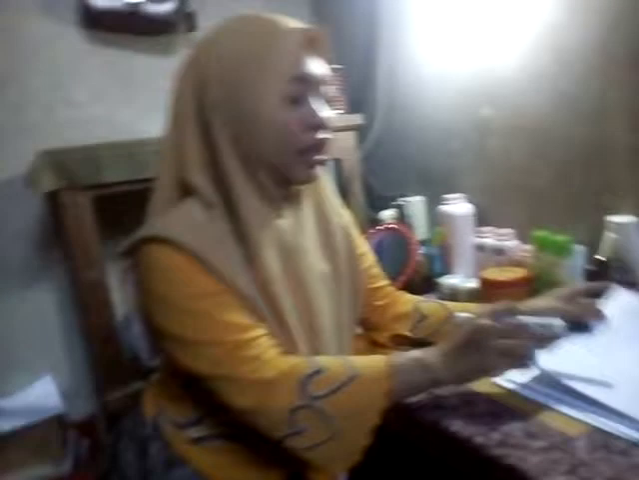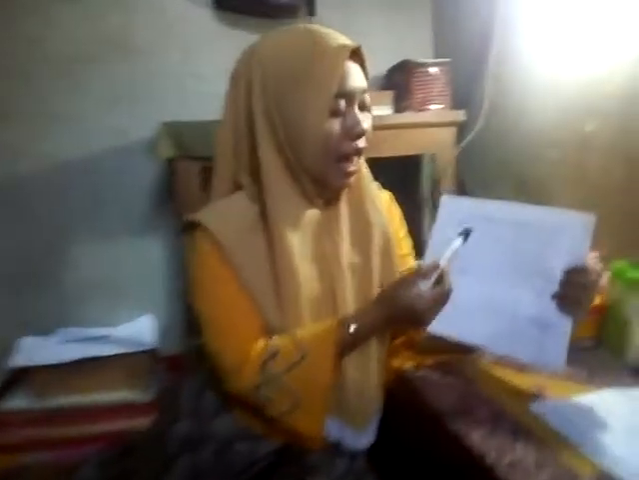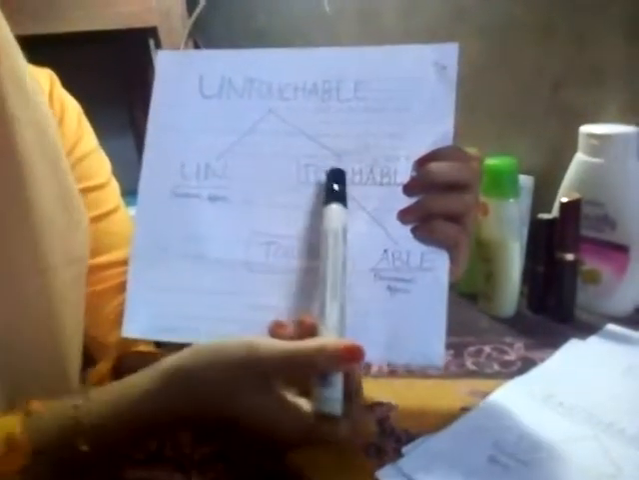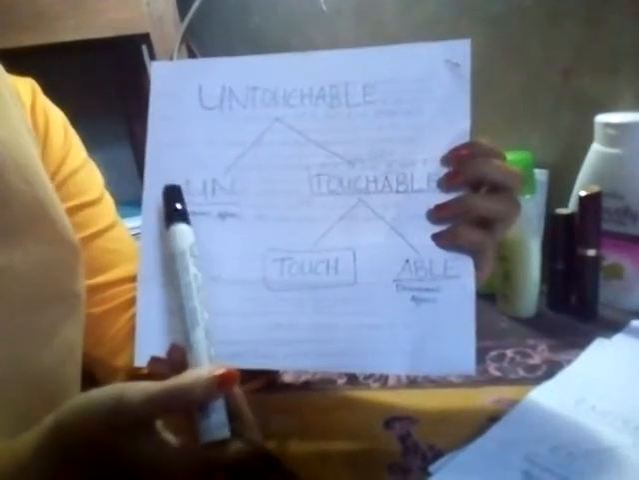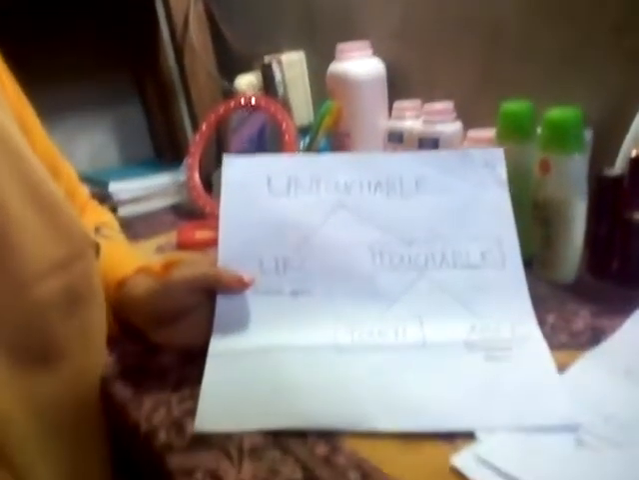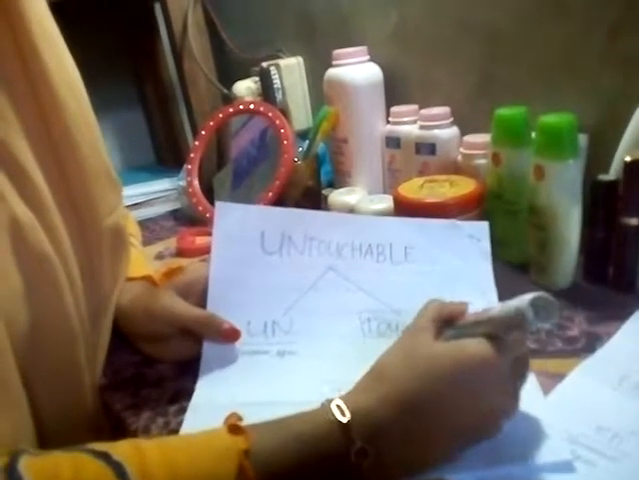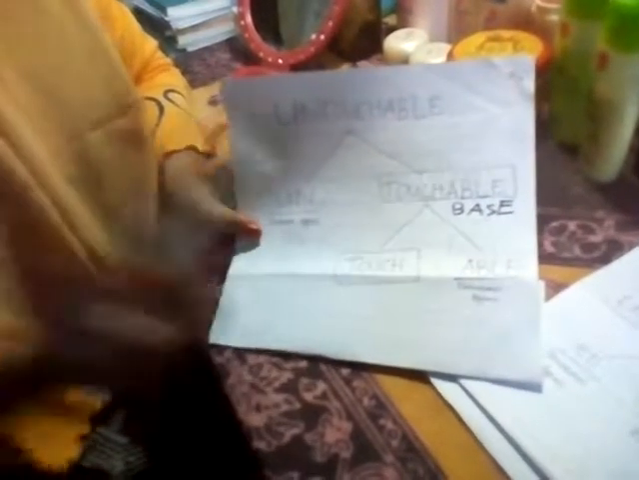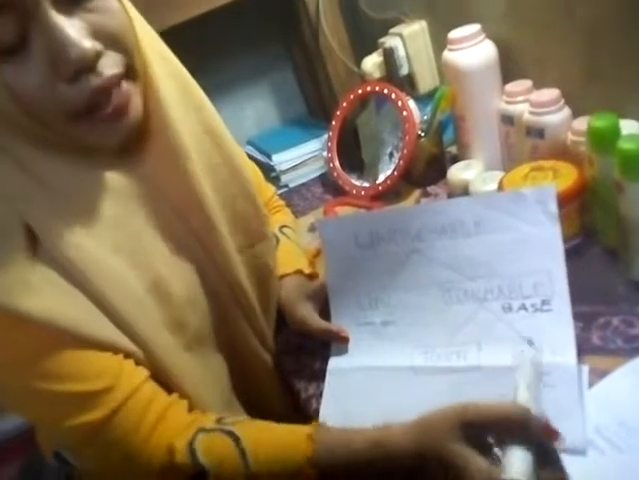Okay, we go to the examples. First example, the word untouchable. Untouchable here, we can form un and touchable. And here, it's a derivational affix. So touchable here, we can know that it's base. Base. Get the point?